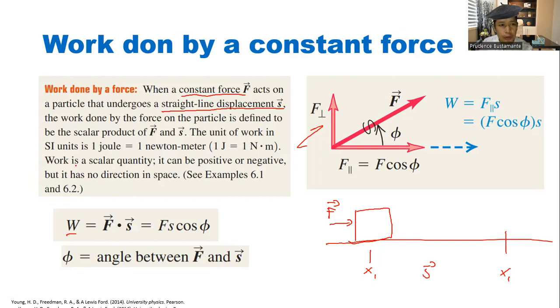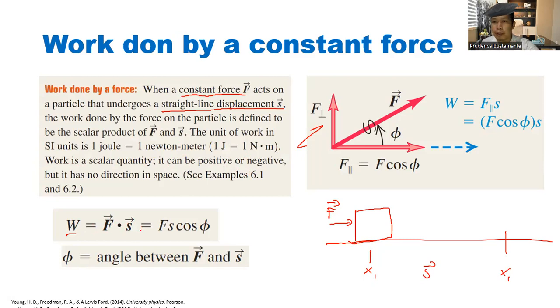So you must remember that work is a scalar quantity. It can be positive or negative, depending on the angle between them. It has no direction in space. So the work is defined as the scalar product of the constant force times the displacement.